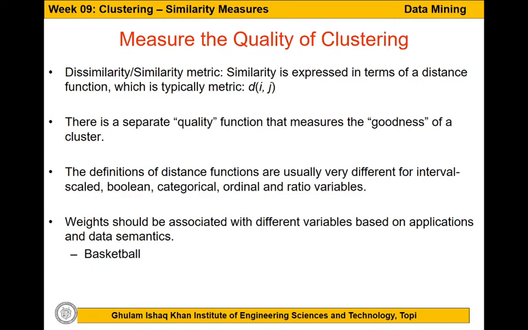For example, if you want to cluster the data of basketball players, then certain variables are very important. For example, height is a very important factor to be considered while selecting or dropping a basketball player. You need to have tall players for basketball, right? So for example, maybe in the domain of medical informatics, age may be an important factor, right?